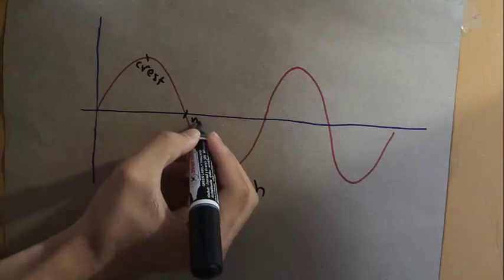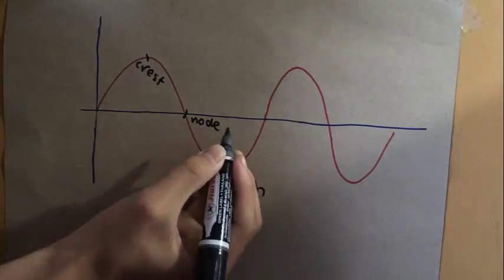So what are nodes? Nodes are where the wave cuts the very center, what we call the equilibrium. Where it's at the equilibrium means that at that point of the wave, there is no displacement.